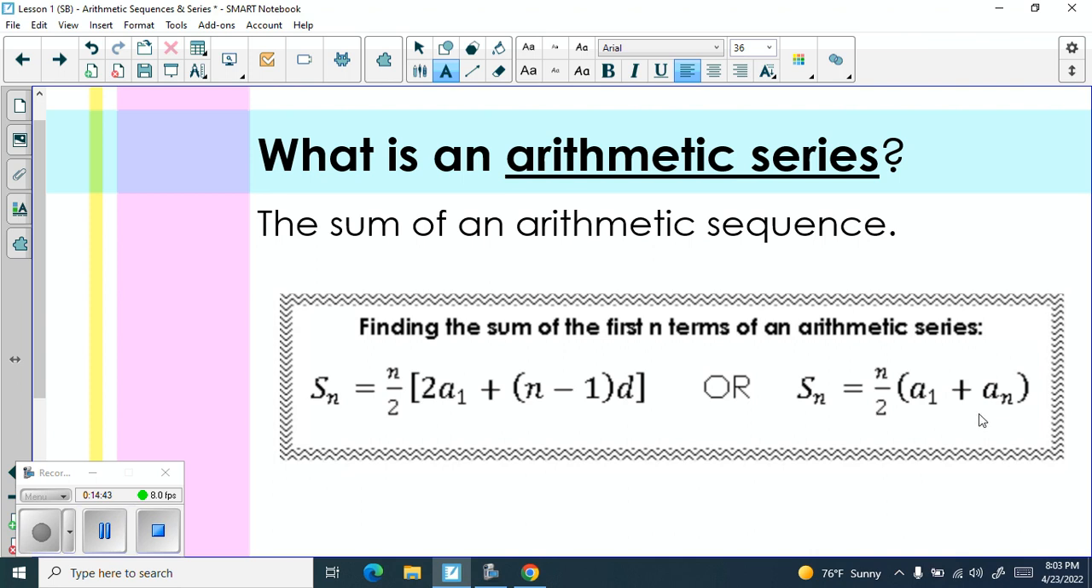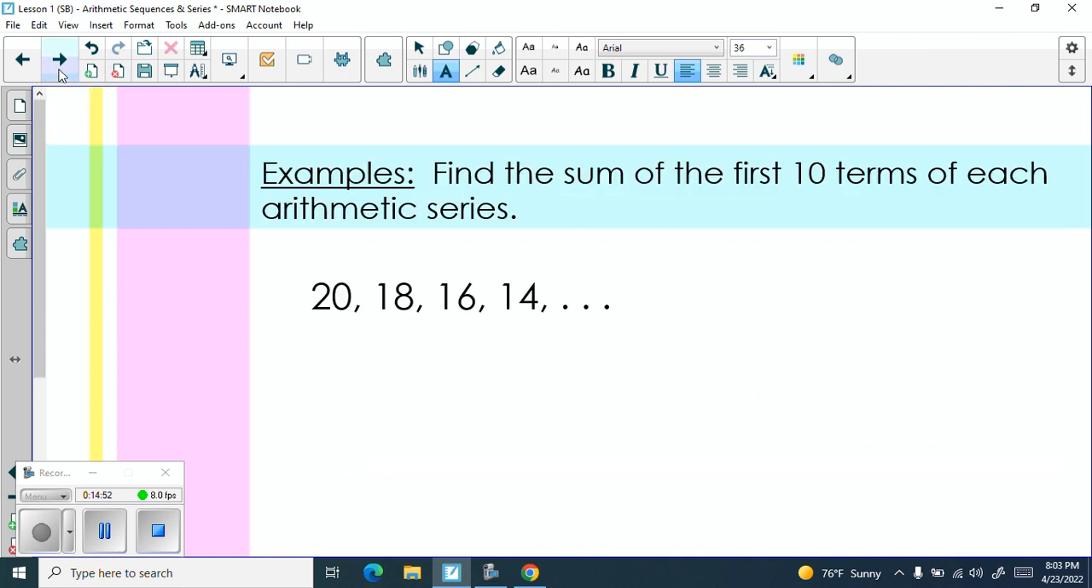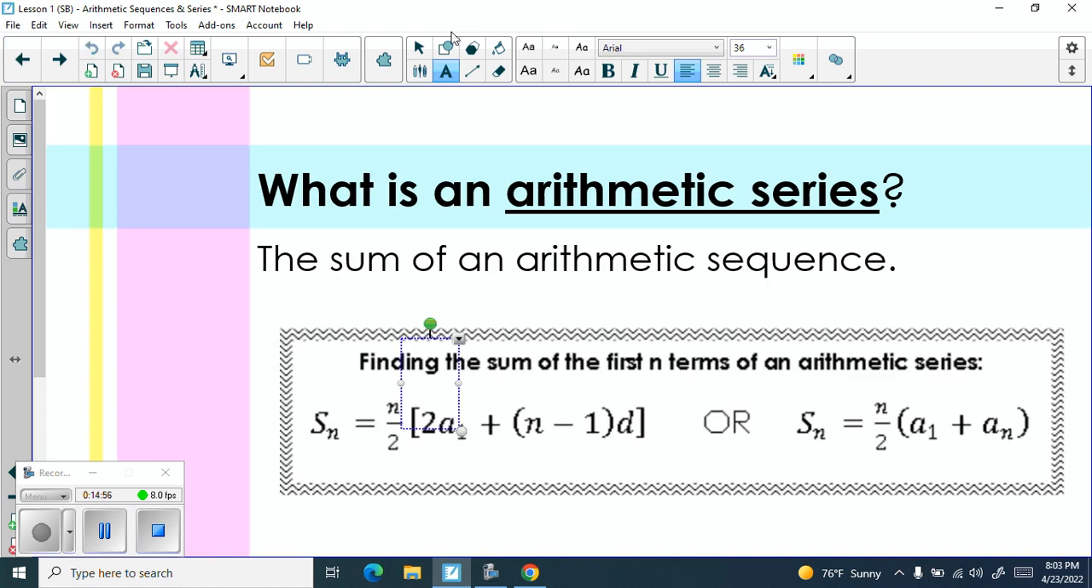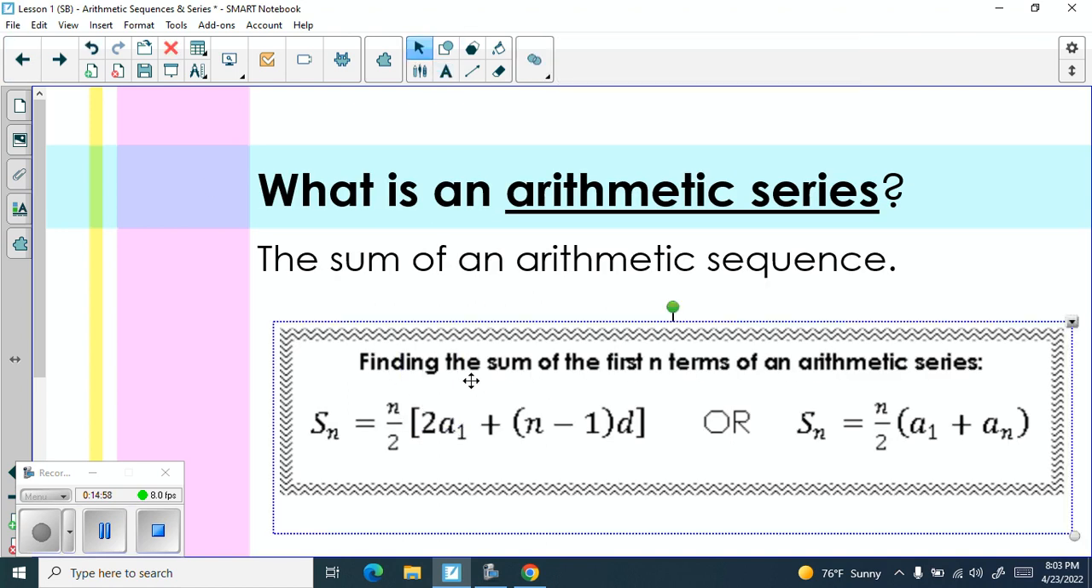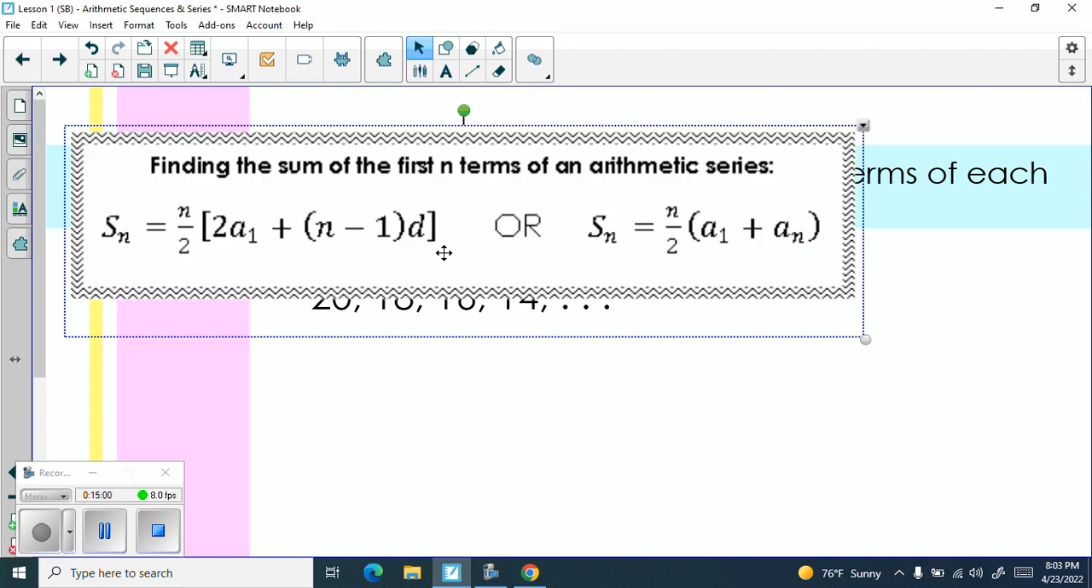So you need to know implicit. This, you would need to know your final term in order to do that. All right, so we're going to find the sum of the first 10 terms, and I'm going to do myself a favor here, I'm just going to copy this onto this next slide so I can see it.